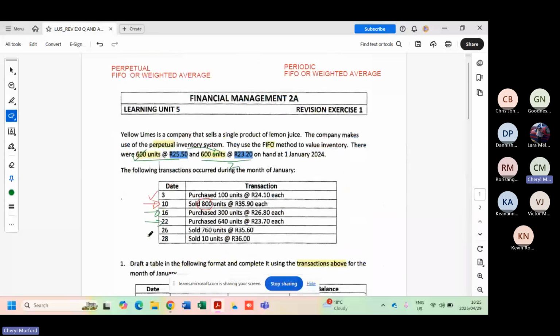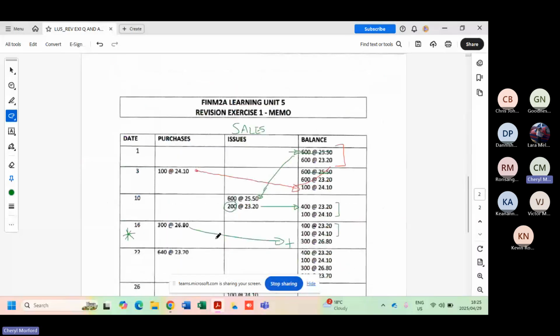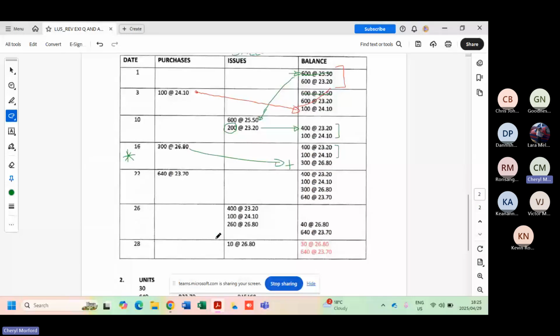Then next one, hopefully it says, oh, it's purchases again, right? So on the 22nd, we bought a further 640 units at a different price. So remember, we're going to go to the purchases column, record it in there. And now what are we going to do? These three are still there, those batches, because we haven't had a sale. So we're simply going to take that most recent purchase and pop it at the bottom. So that's what I say, the balance list gets quite long in this method.